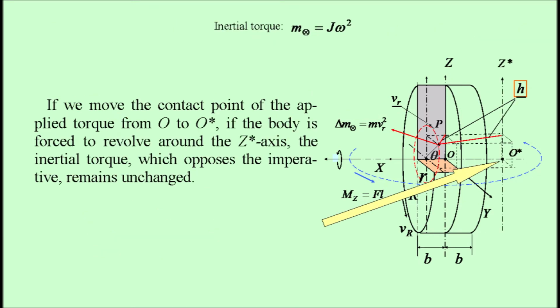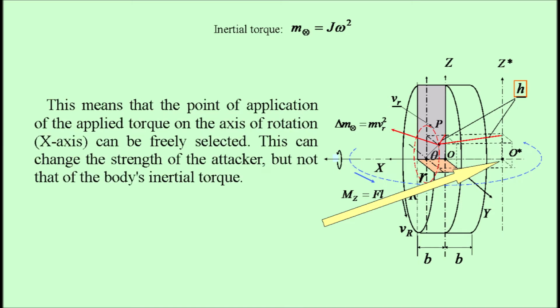If we move the contact point of the applied torque from O to O*, if the body is forced to revolve around the z** axis, the inertial torque, which opposes the imperative, remains unchanged. This means that the point of application of the applied torque on the axis of rotation, the x-axis, can be freely selected. This can change the strength of the attacker, but not that of the body's inertial torque.